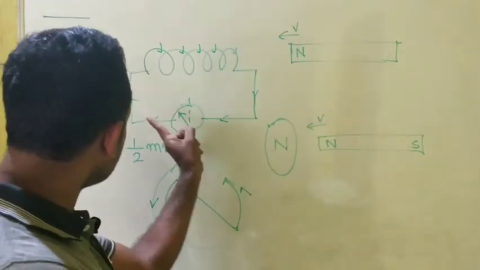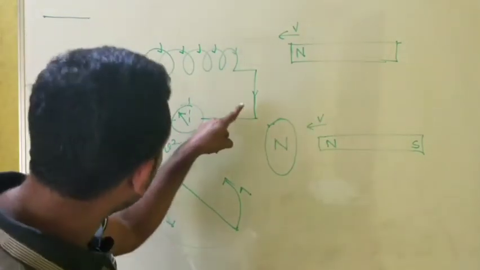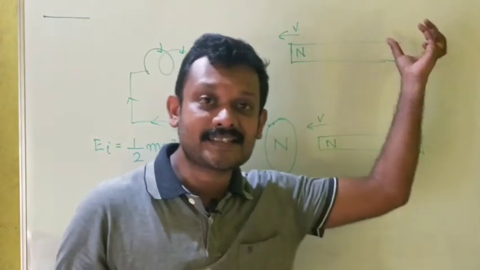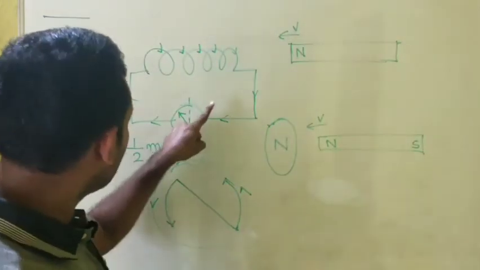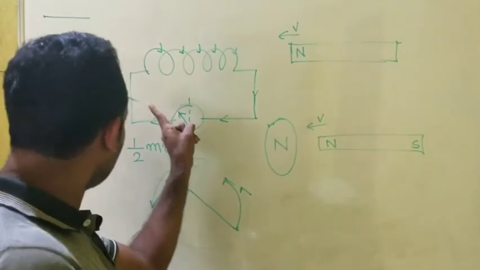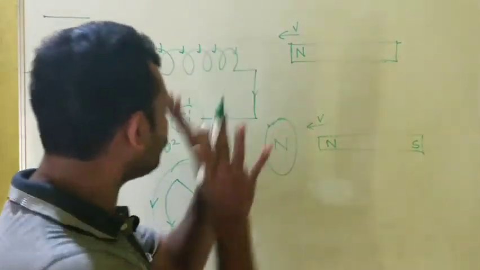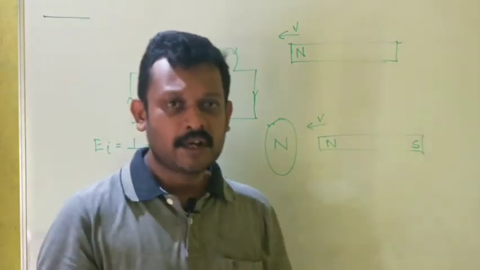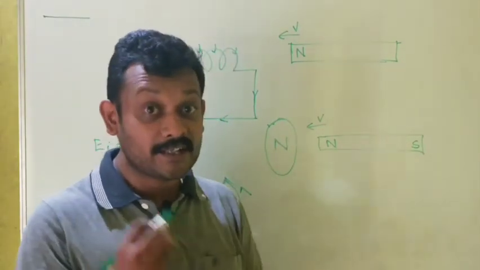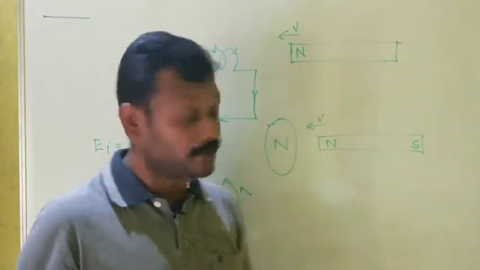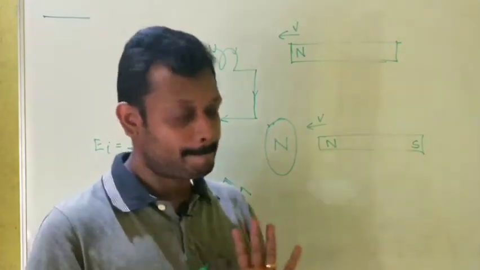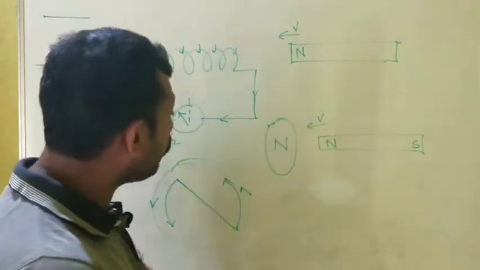North pole enters means first this direction, then zero, then opposite direction. Suppose if it is a south pole, what would have been your answer? First this direction, then zero, then in this direction. Now, that is not our consideration, that is a part of the discussion only. As I was getting a doubt how to determine the direction of deflection of the galvanometer, that's the reason why I explained the same.